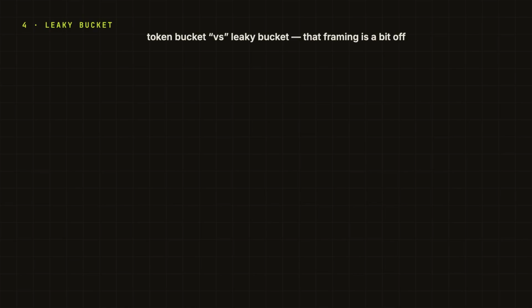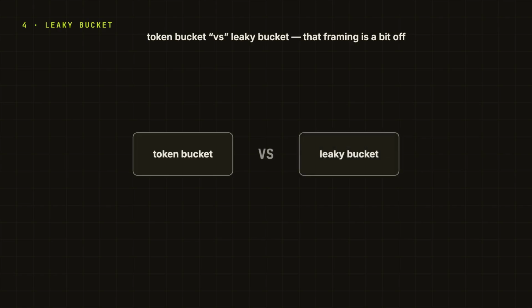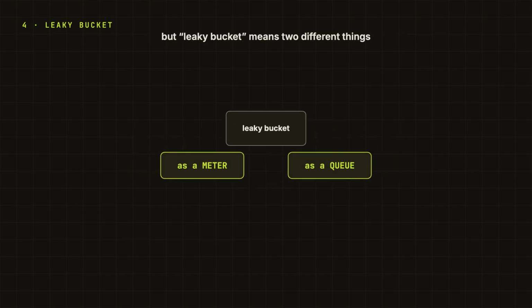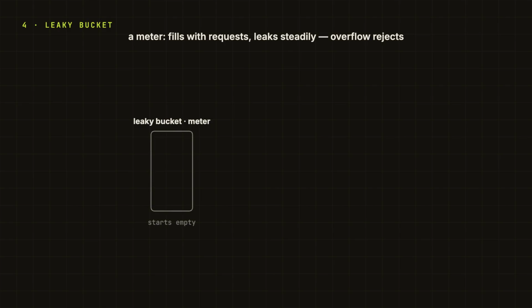Now, if you've read about this, you've seen token bucket put head to head with leaky bucket. Like it's a fight, pick a side, and honestly, that framing is a bit wrong. Because there are actually two different things people call the leaky bucket, and they get mashed together. The first one, leaky bucket as a meter.